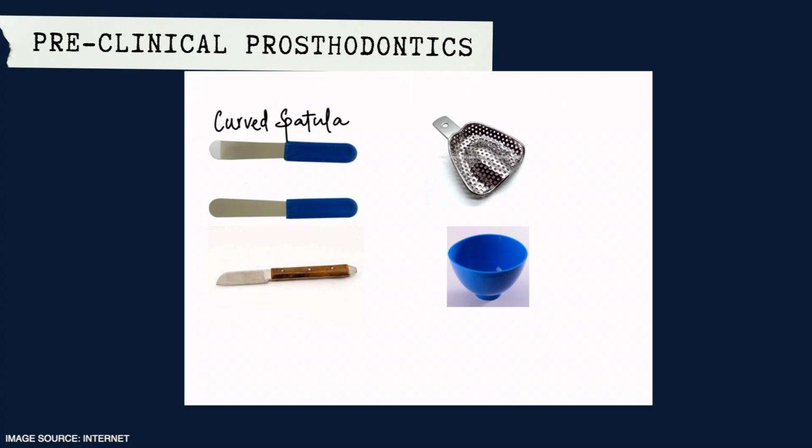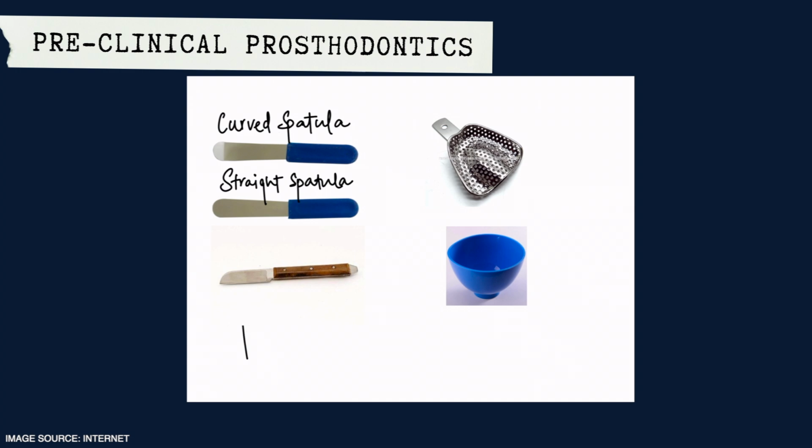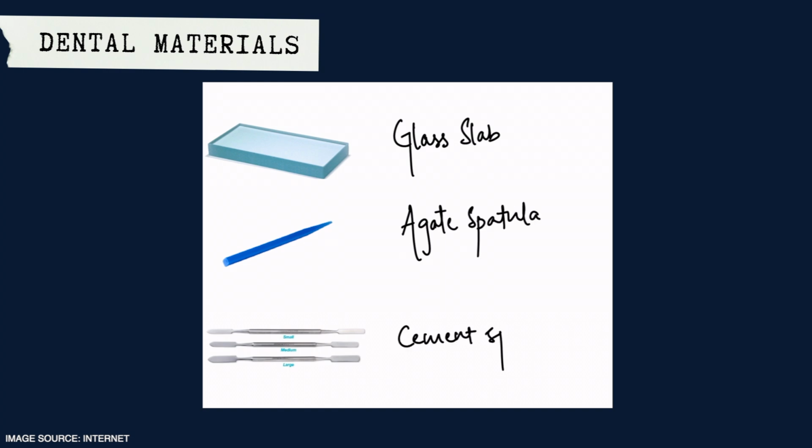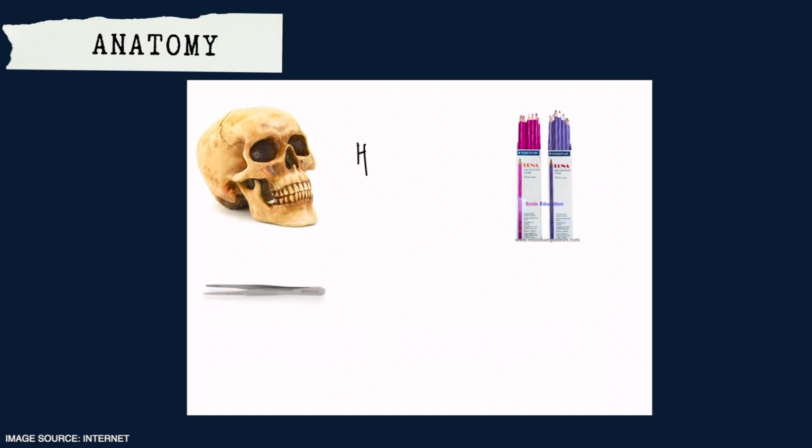Coming to PCP, you will need 2 spatulas, curved spatula for alginate mixing, straight spatula for plaster mixing. A plaster knife is something that is used for the finishing of the gypsum products. Coming to your impression trays, the ones with holes, they are used for alginate. Coming to dental materials, first you will need a glass slab for mixing of cements, a gauge spatula specially used for the mixing of GIC, and Smearman spatula for the other cements.